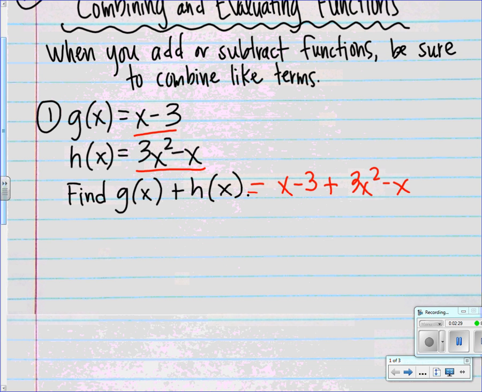So we have x minus 3 is this function, plus the other function is 3x squared minus x. So our like terms, do we have another x squared? Nope. So we're just going to write 3x squared. Then we have x minus x. We'll zero out. And then we'll just have the minus 3 left over. So 3x squared minus 3 would be the answer when we add these two functions, okay? Easy enough? Questions so far?